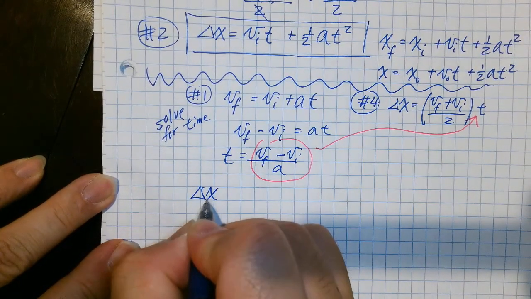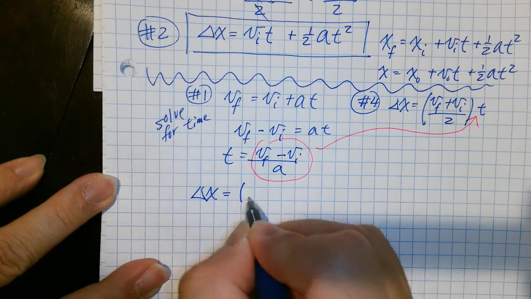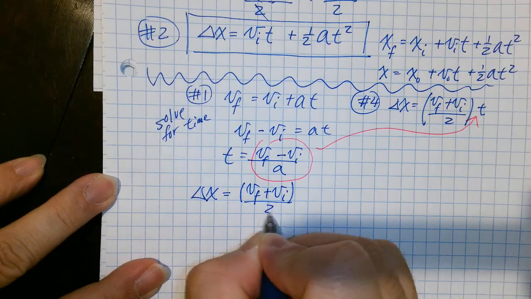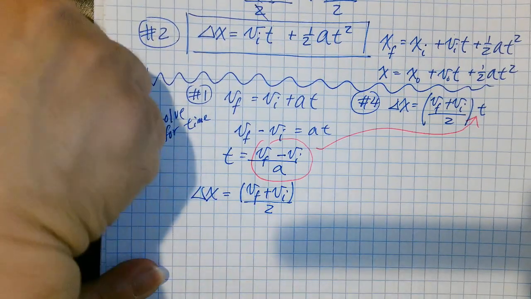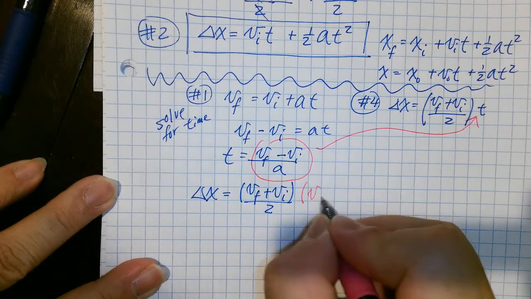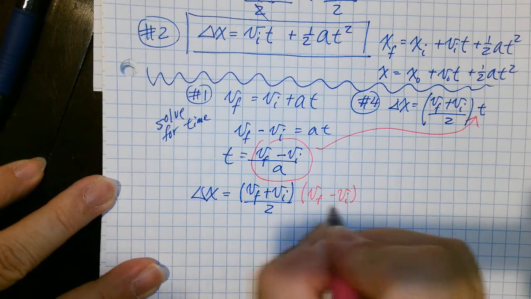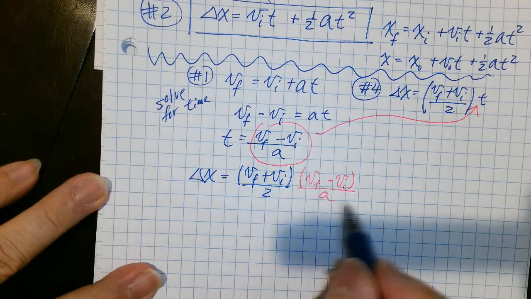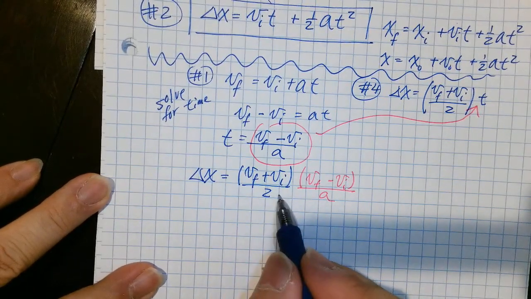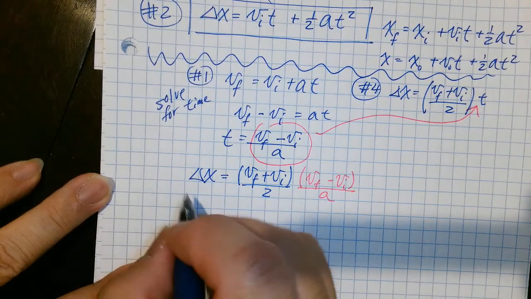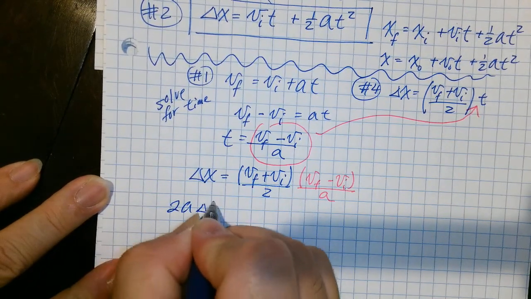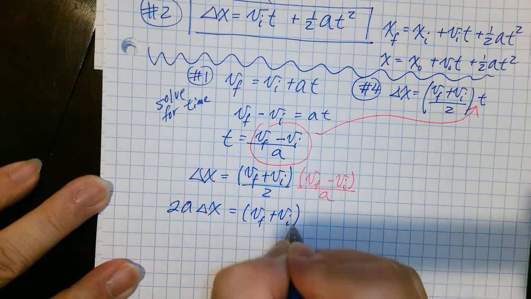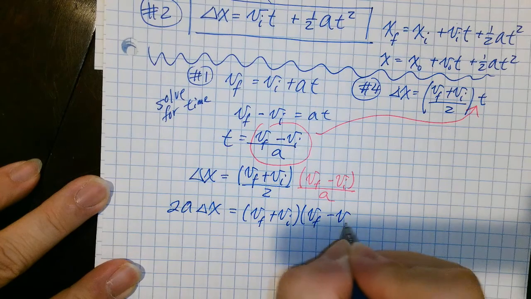Then what do I get? I get delta X is equal to VF plus VI over 2 times, right, VF minus VI over A. Well, if I multiply the bottom through, I get 2A, and then bring it to the other side, I get 2A delta X is equal to VF plus VI times VF minus VI.